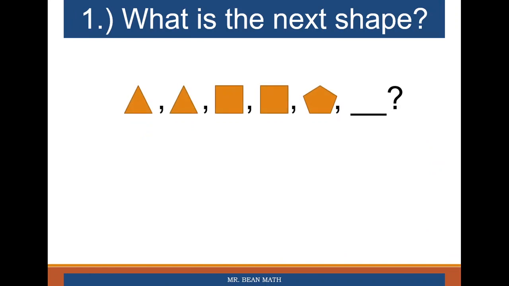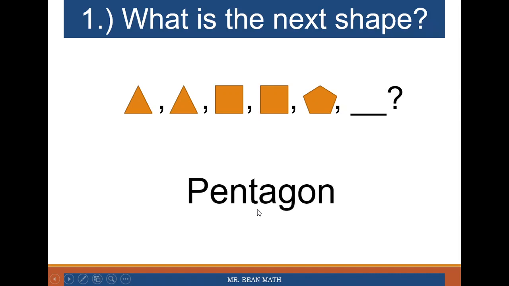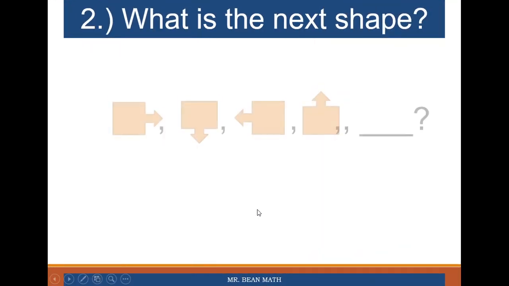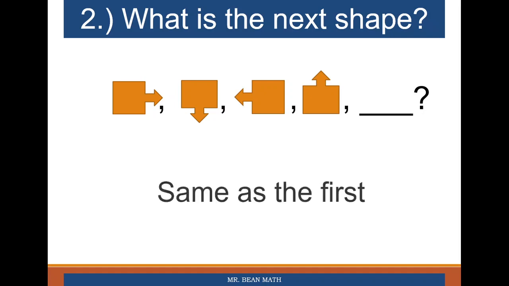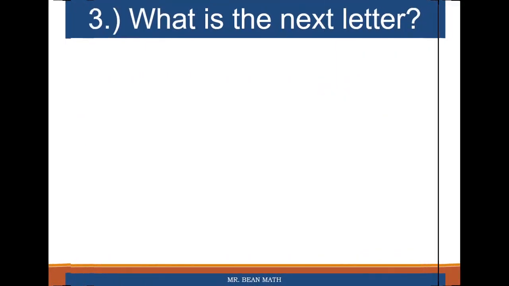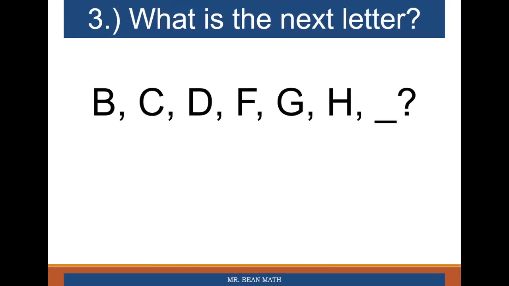Can you tell what's the next shape? Yes, it's pentagon. How about this? Can you tell what's the next pattern? Yes, it's the same as the first. So what's the next letter? Of course, it's the letter J.